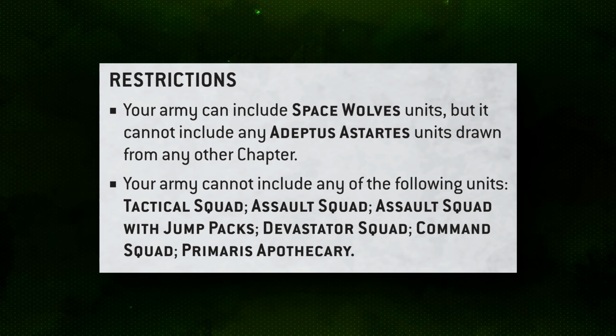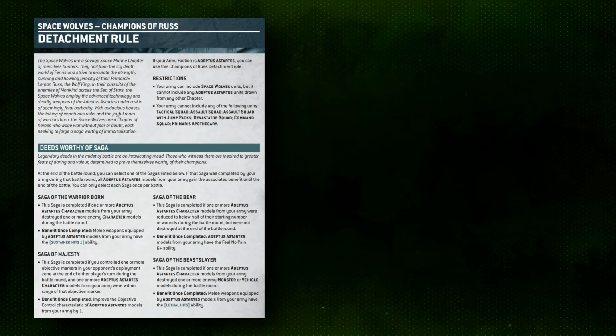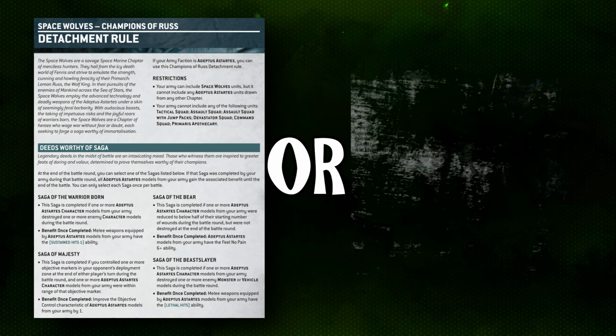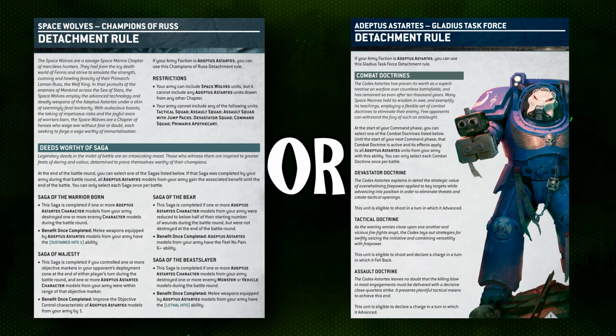Oftentimes, detachments will limit the kind or number of units that you can include in your army, especially so for Space Marine chapter detachments that can impose some limits on units that aren't traditionally taken by those chapters. Now, it's important to note that these restrictions are imposed specifically by the detachment you select. So Space Marine chapters, for example, can either take the bespoke detachment that is listed in their index, or they can take the Gladius task force that's listed in the Space Marine index. They get either or option. If they have any restrictions inside the detachment in their index, those don't carry over to Gladius task force.